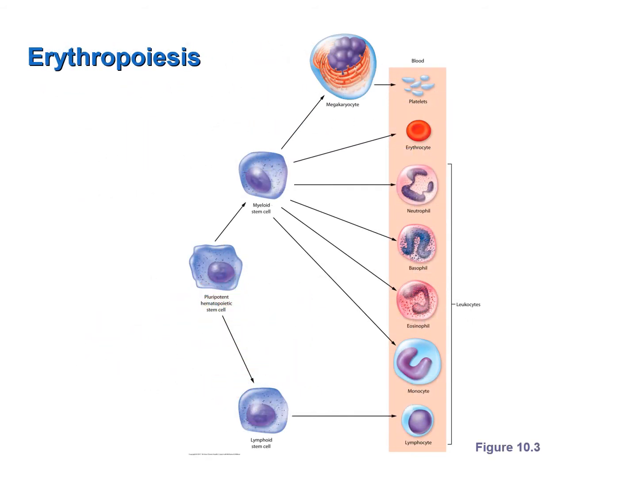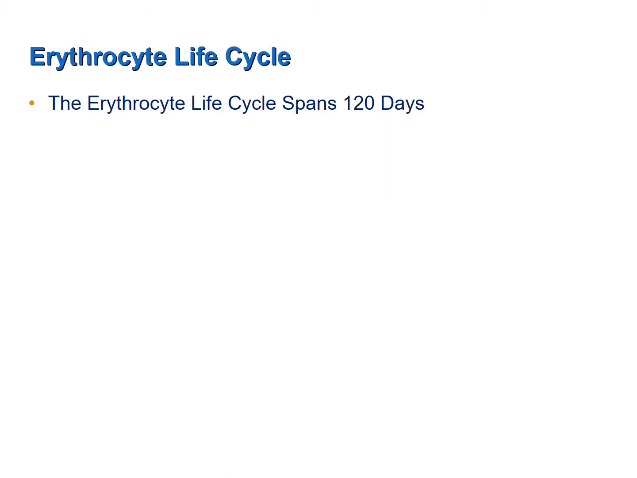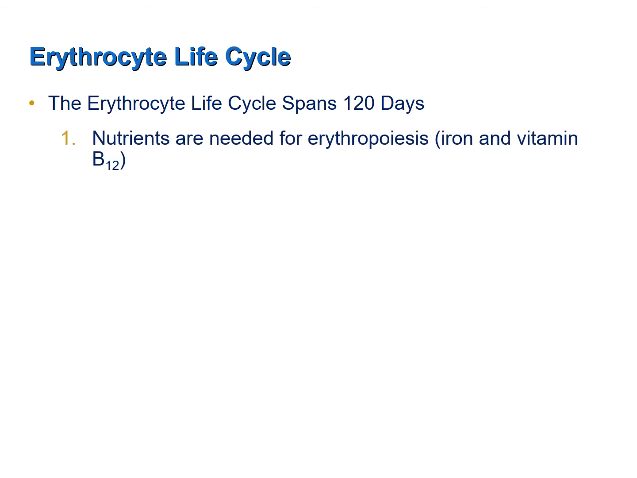Since red blood cells have such a short lifespan, new red blood cells are constantly being formed. This process, called erythropoiesis, occurs in the red bone marrow. Erythrocytes are formed from myeloid stem cells. Let's discuss in some detail the life cycle of an erythrocyte. So, erythropoiesis is the production of red blood cells that occurs in the bone marrow.